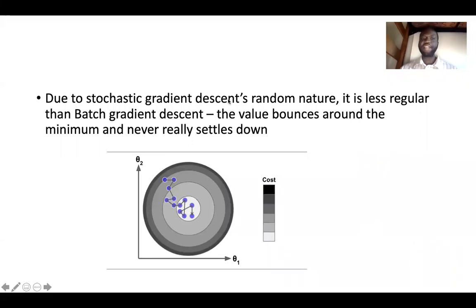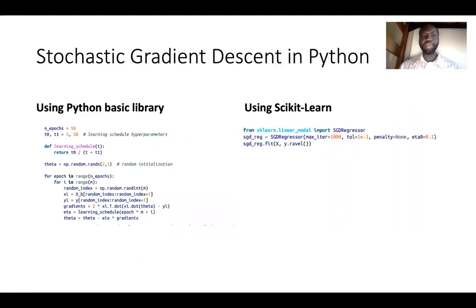Now, although it's faster, it doesn't really pinpoint the specific minimum. It just hovers around the minimum and doesn't really settle down. So it's sort of a tug between the speed and how smooth your value is. Now, this is stochastic gradient descent.